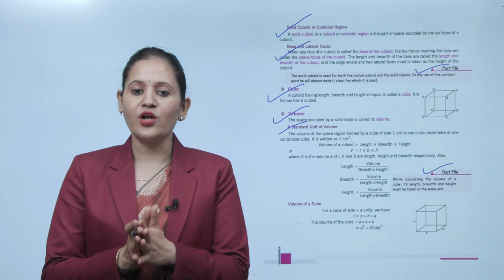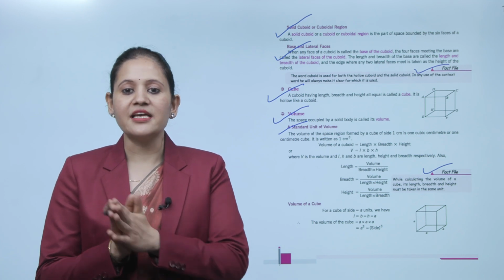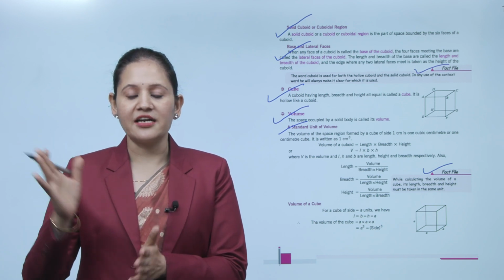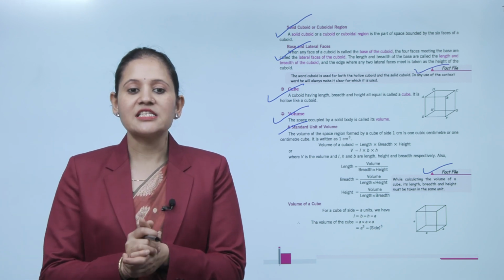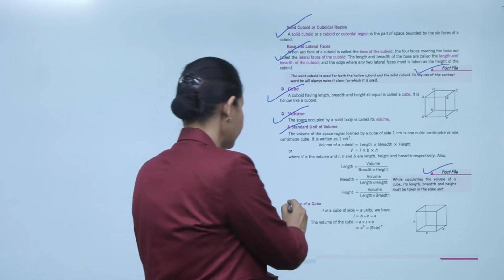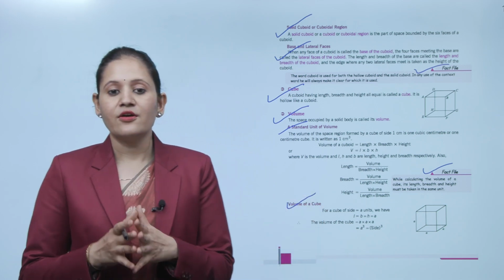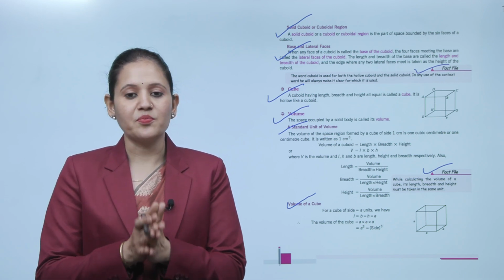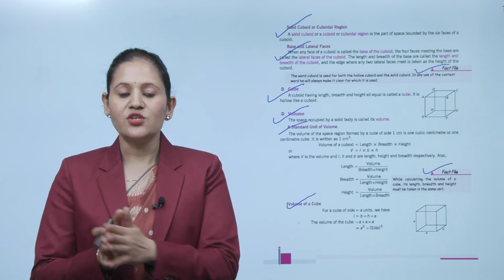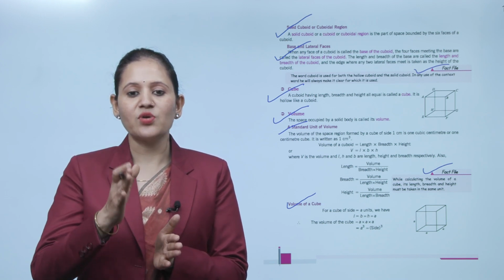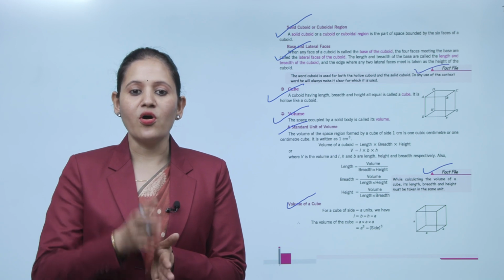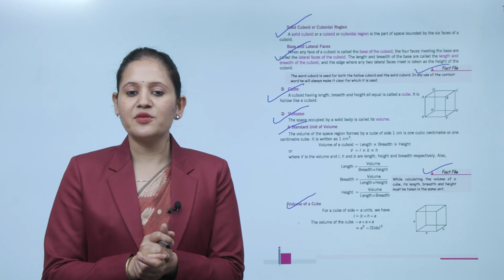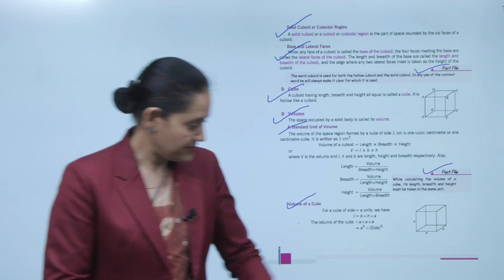While calculating the volume of a cube, its length, breadth and height must be taken in the same unit. So all length, breadth and height should be in the same unit. Next is volume of cube. For a cube of side A unit, we have length equals breadth equals height equals A. So volume of cube equals A into A into A, because in a cube all length, breadth and height are equal. So volume equals A cube or side cube.